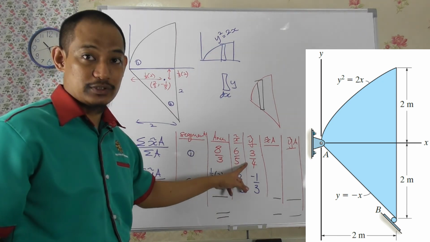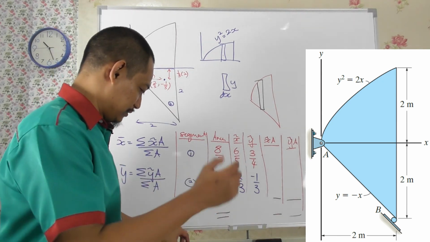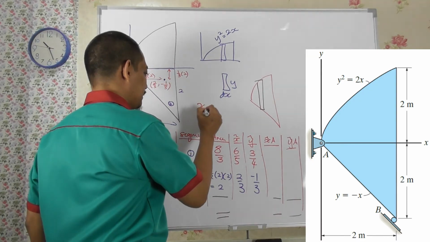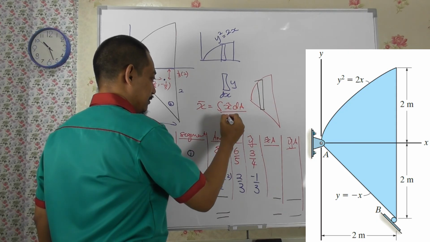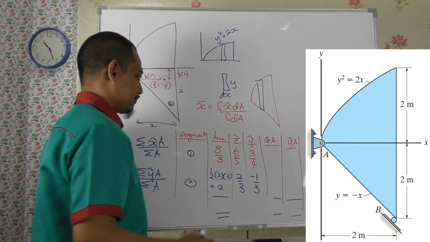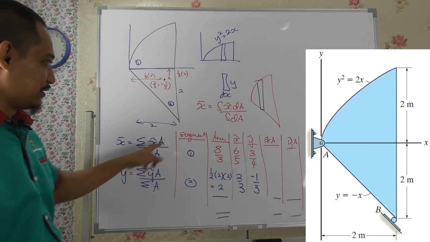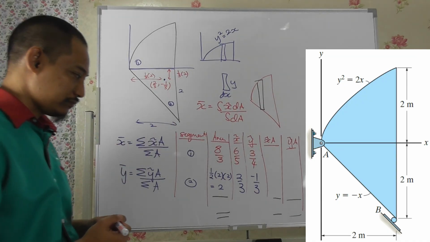hopefully you still remember the equation, right? This is not this chapter, but okay. So x bar is what? Integration of x with dA over integration of dA, right? So it's basically the same concept here, right? This is integration, this is summation.